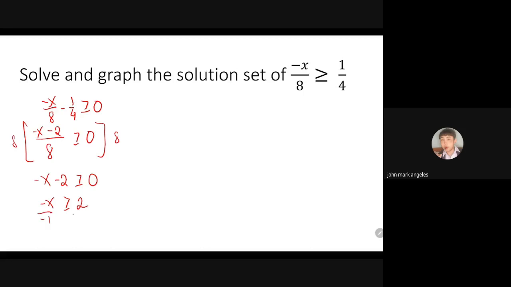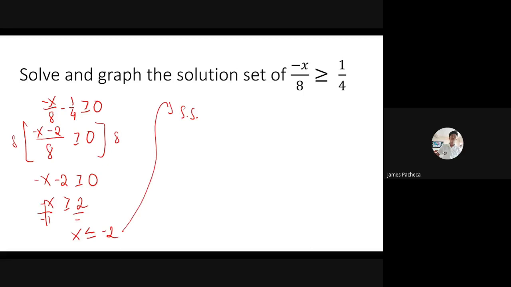Mag-divide ako dito ng negative. So ang x ko dito ay magbabago ulit ang symbol natin ng inequality kasi nag-divide tayo ng negative. Kung greater than or equal yan, magiging less than or equal to negative 2. So the solution set here is bracket or parenthesis. Anyone? Bracket or parenthesis? Bracket, sir. Correct.